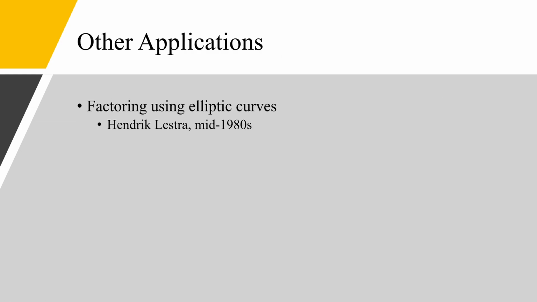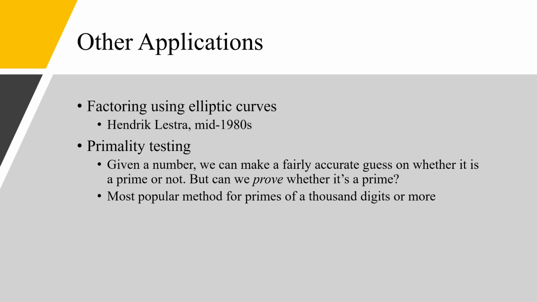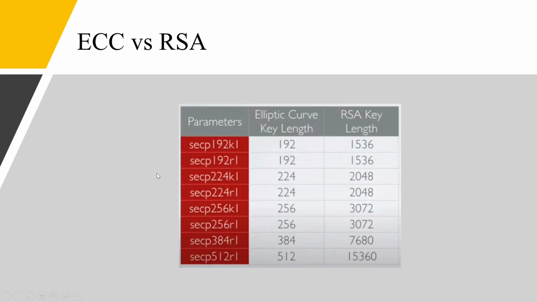So these are two other quick applications I'll mention for elliptic curves: factoring of large numbers and testing whether a number is actually prime or not. And this is actually a very popular method for primes of more than 1000 digits. And this is my source. I don't know much about these, so I had to provide a source.